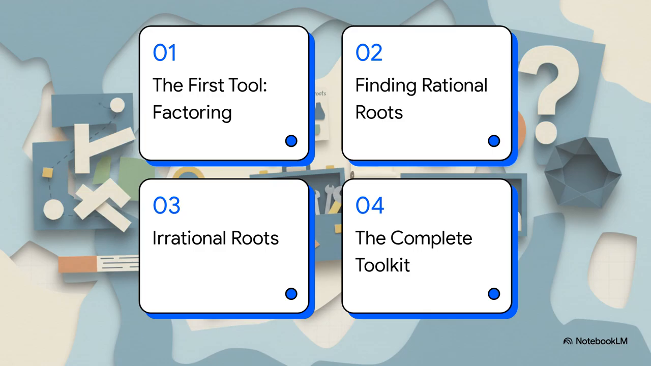So what's the plan? How are we going to crack this thing? Well, our investigation is going to have four main parts. First up, we'll try the most direct approach we have, factoring. If that doesn't work, we'll move on to a more clever tool to create a list of likely suspects. After that, we'll uncover a really cool 2-for-1 clue that deals with a different kind of root. And finally, we'll put it all together into one complete toolkit, so no root can ever hide from us again.